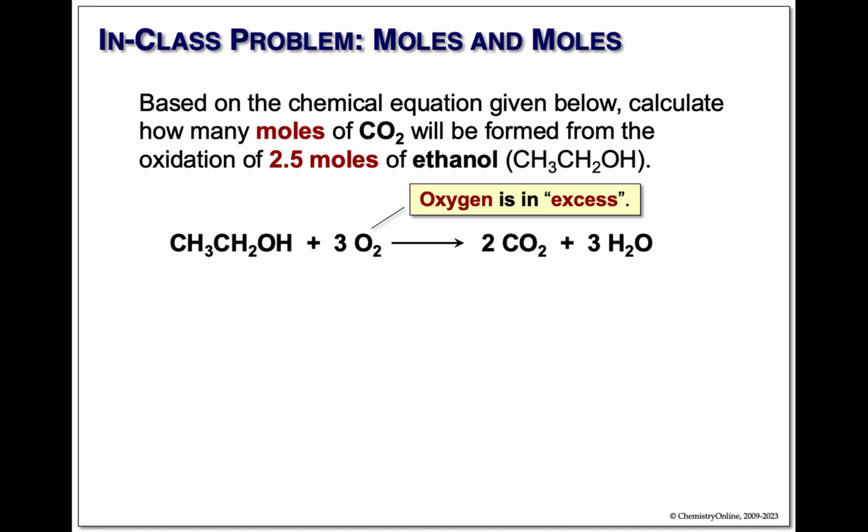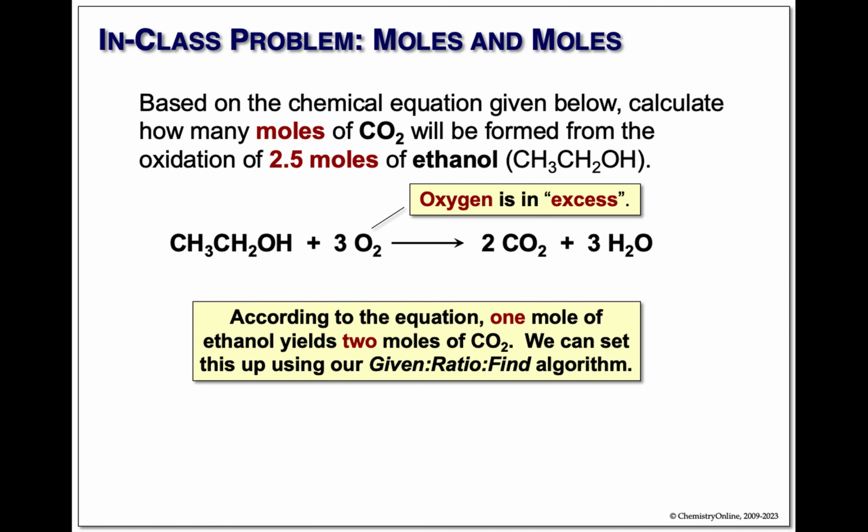We want to know how many moles of CO2 we're going to get if we had 2.5 moles of ethanol. All right, let's think about this in the problem-solving algorithm that we know. Moles of CO2, which you're trying to find, 2.5 moles of ethanol, or what we have. That's our given. According to the equation, the link between CO2 and ethanol is 2 to 1.